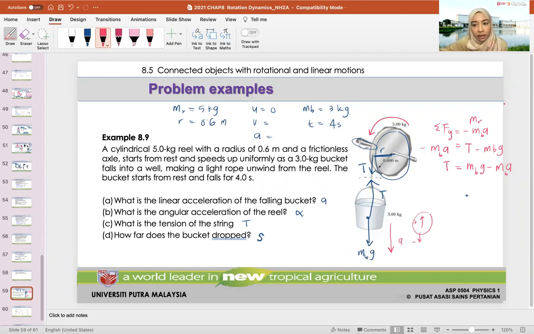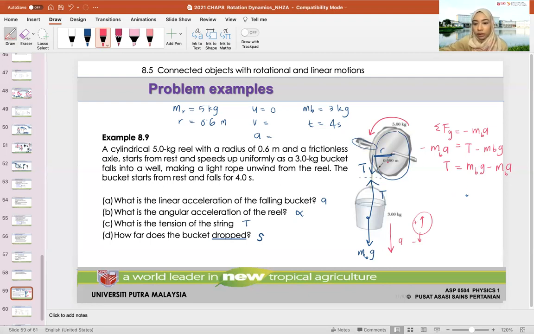You cannot put MR, that's wrong. You're talking about the bucket right now. So MBA, so minus MBA equals tension minus MBG. It's the same as weight: you can't write MG and put the mass of the reel when you're talking about the bucket. The same goes for the condition, you must put the mass of the bucket. Okay, so that is your tension.